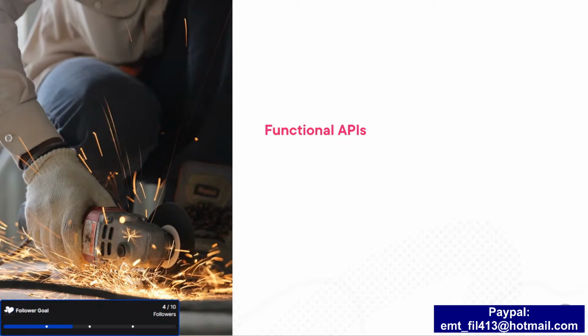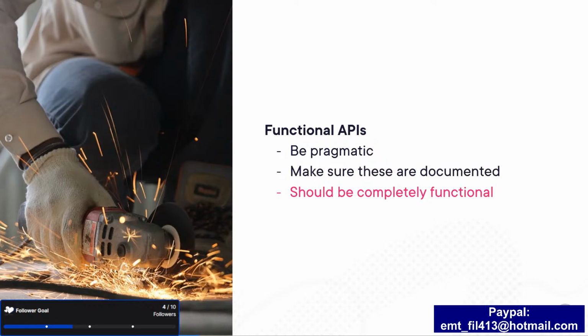Let's talk about this concept of functional APIs. When we think about writing APIs, I've been pushing you towards this idea of REST or RESTful, but we also need to be pragmatic. There are cases where you want to be able to expose an endpoint or an API that does something functional. You're not dealing with resources necessarily. You're actually doing something. And so you want to make sure these are well documented and well secured, and they should be completely functional. So they should be doing something very specific. This is not an excuse to build RPC APIs all over the place.